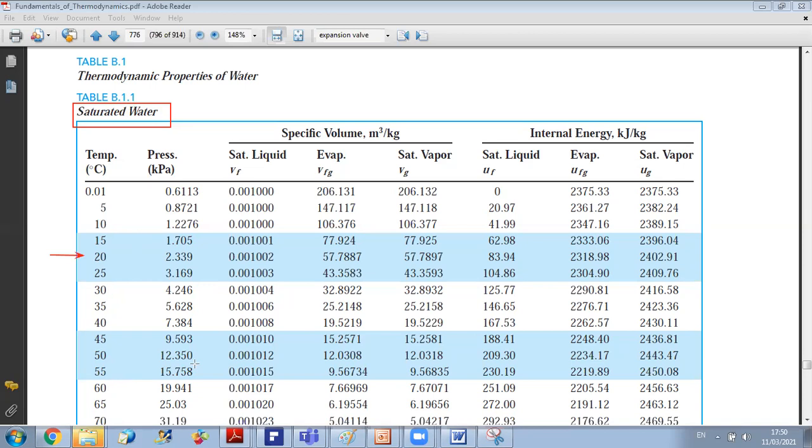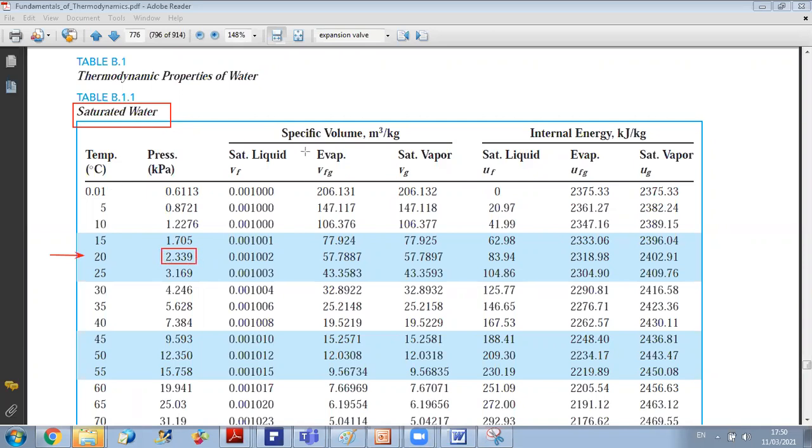What is the difference? Sometimes you know that you are in a saturated state, that you have a mixture. If they provide you with the temperature, you use the saturated water table with temperature entry. If they provide you the pressure, you use the table of saturated water with pressure entry. Now, what is the pressure given here? At a certain temperature, we have a saturated pressure. The meaning of this pressure is that if I have a saturated condition, a mixture of liquid and vapor, the pressure should be constant.